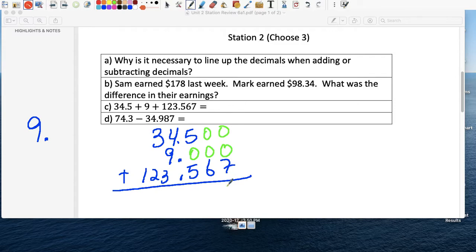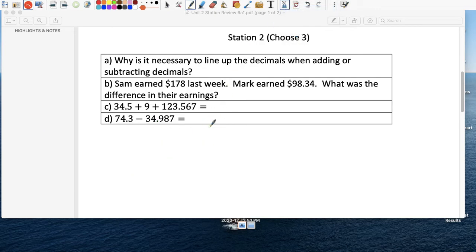So 7s, 6, 5 plus 5 is 10, carry 1. It's going to be 17, carry 1 again, 167.067. Okay, so this is just literally, guys, practice. Make sure you practice how you line them up, lining up a decimal under decimal.